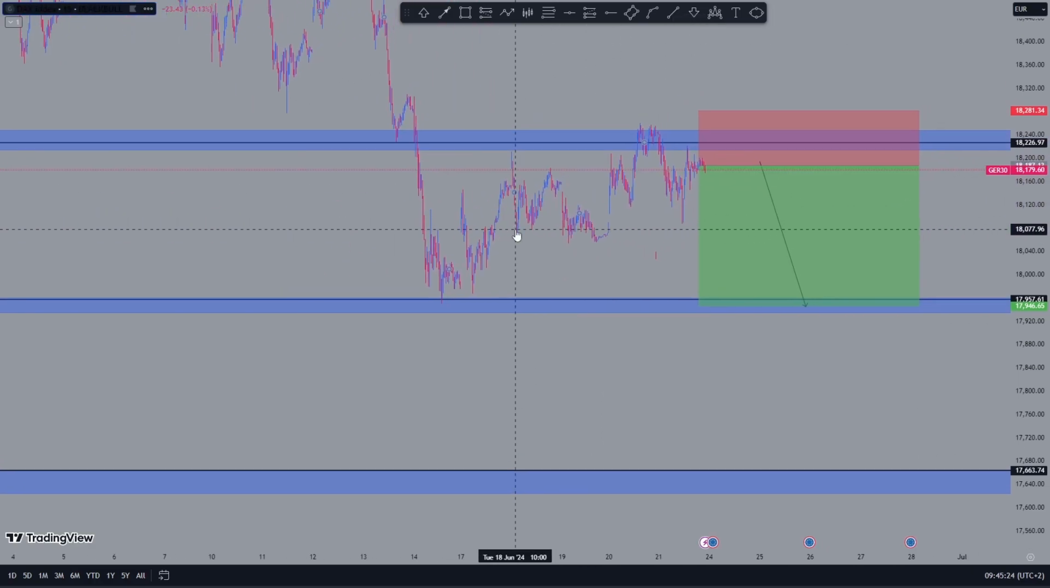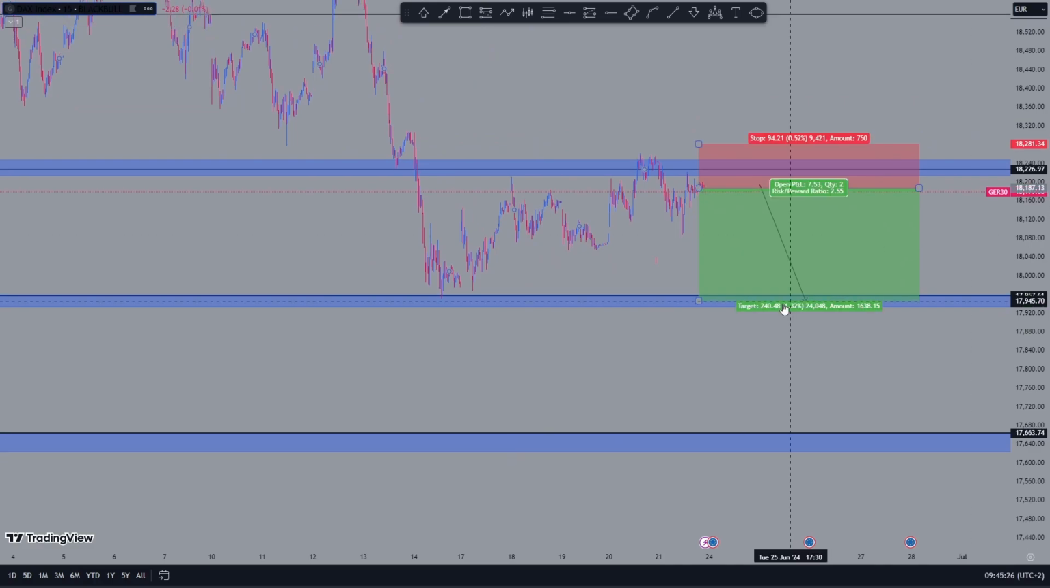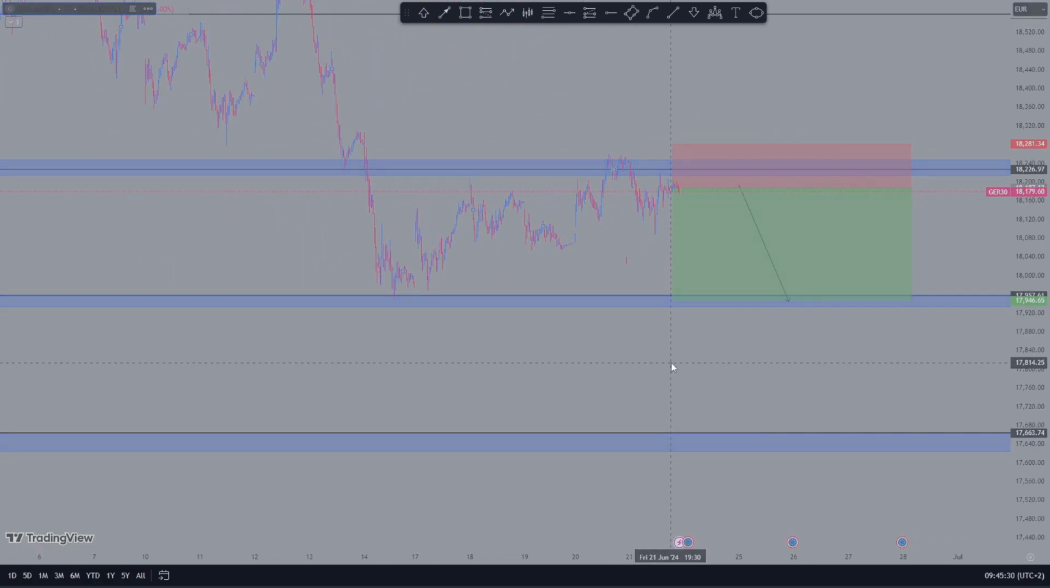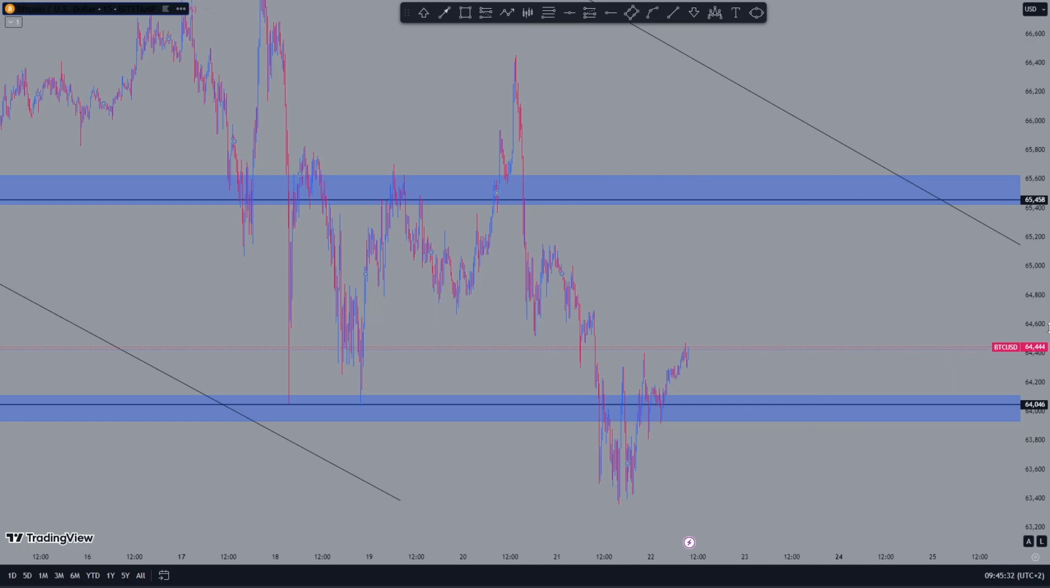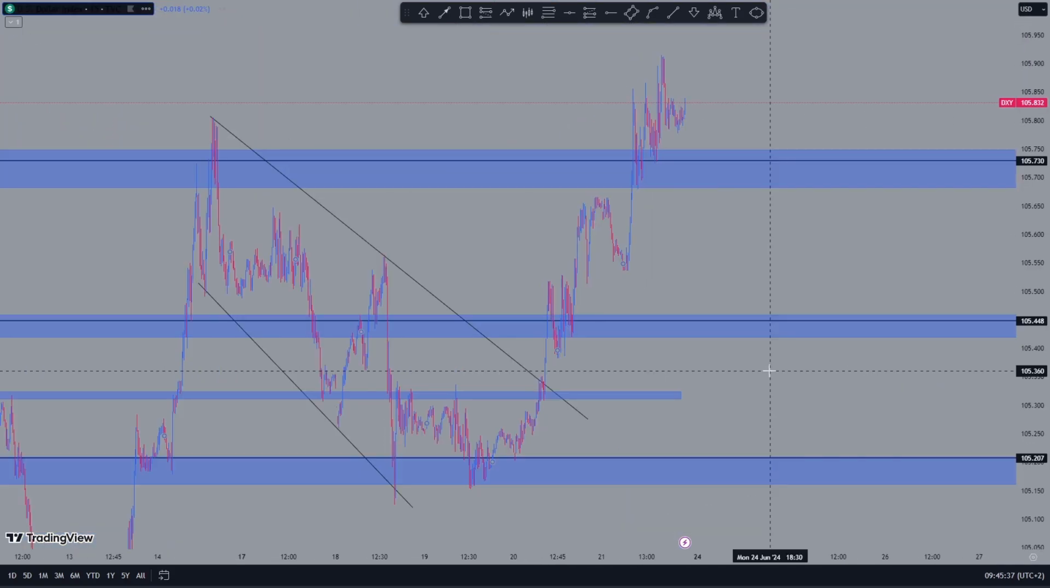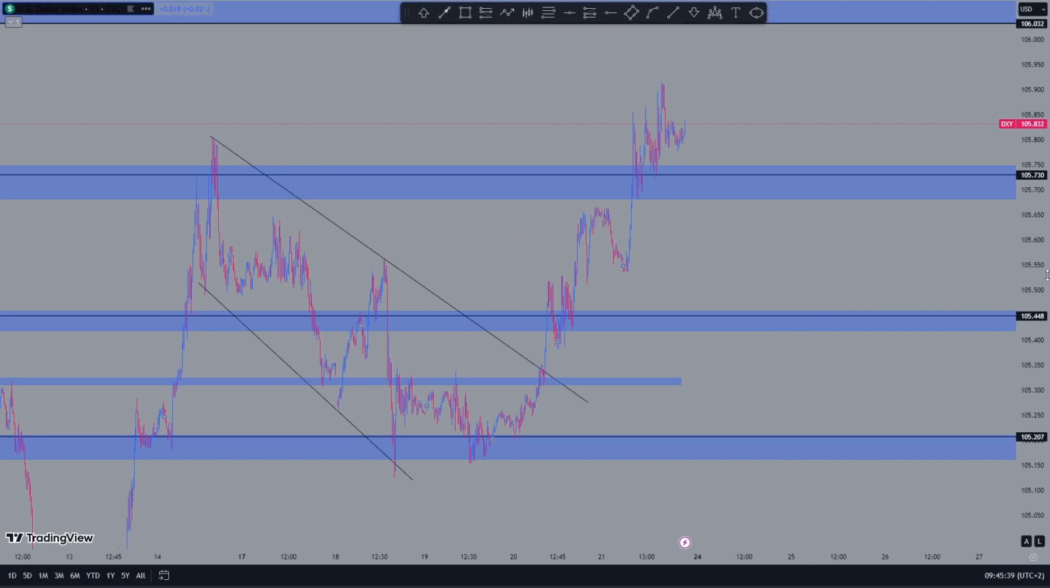Yeah, man, I'm seeing sales on German 30. I'm still confident about that. So let's push to another index. This is not Bitcoin, not gold. This is the dollar index.